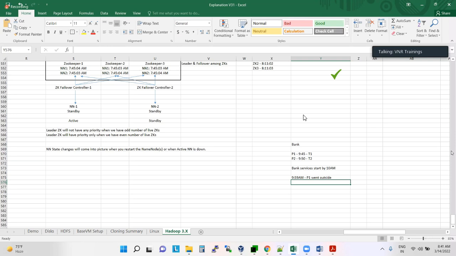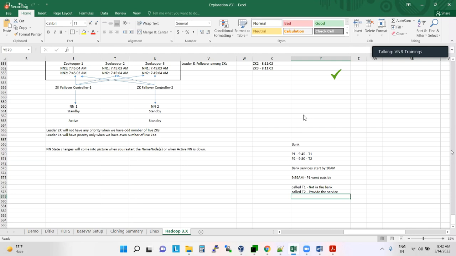Token number 1. Is he there? No, sir. He's outside, not inside the bank. So ignore. Then they call token number 2 and provide the service.